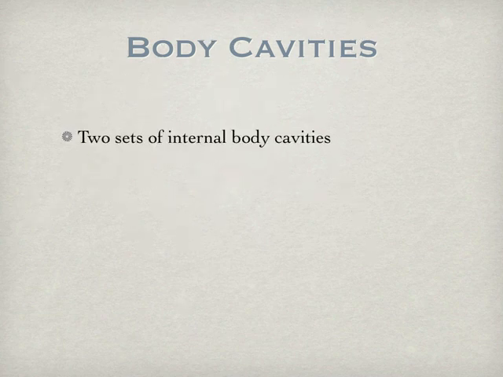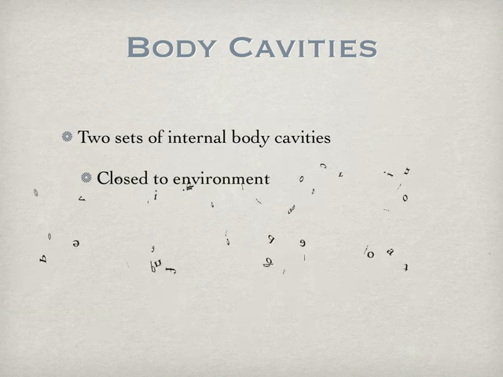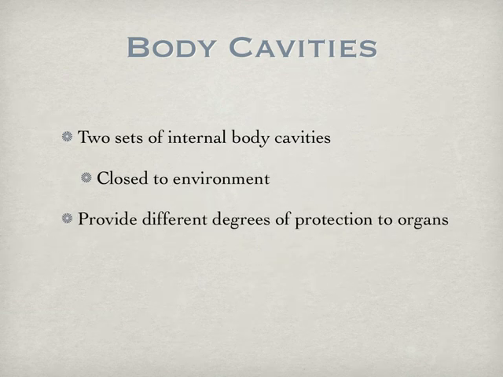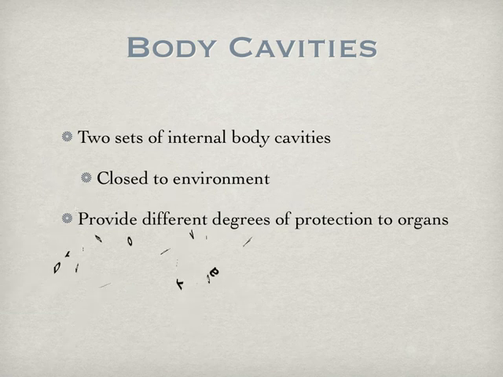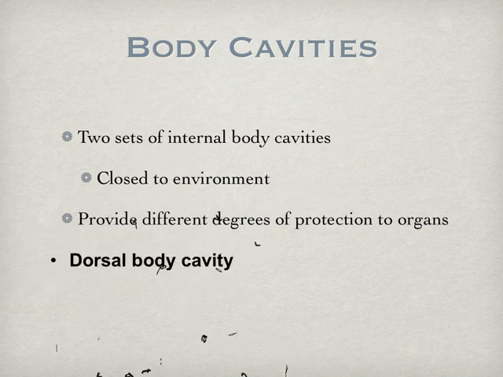They're close to the environment and isolate your internal environments from the outside world. They provide a high degree of protection for most of your internal organs, and there are two main body cavities, the dorsal cavity and the ventral cavity. We'll talk about the dorsal body cavity first.